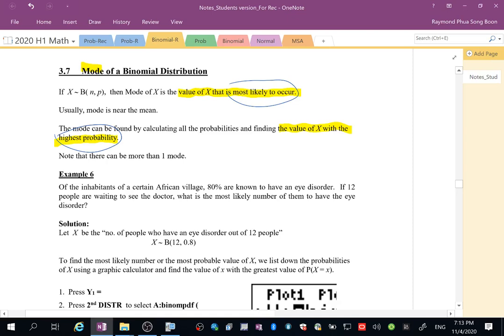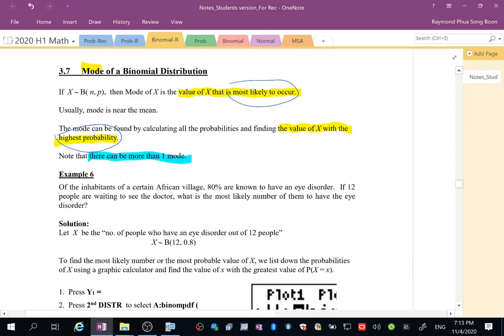Do take note that sometimes in reality, there can be more than one mode because there can be more than one value of x with the same highest probability. Okay, let's look at some examples.